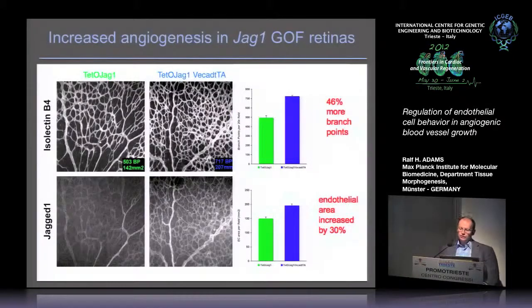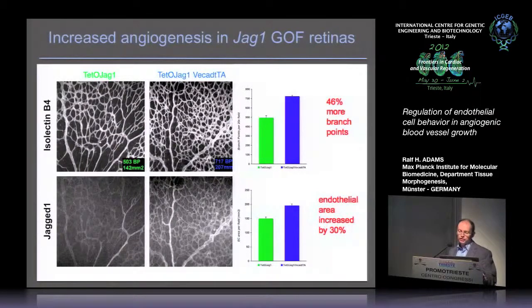So what is JAG1 doing? Initially, we were expecting, since it's known that it can activate Notch receptors, that it would have a similar role as delta-like 4, but it turned out it's doing exactly the opposite. When we used the tetracycline system, as introduced by Ralf H yesterday, to overexpress JAG1 in endothelial cells, what you get is enhanced vessel growth, so there are more branch points and there's a larger area covered by endothelial cells.